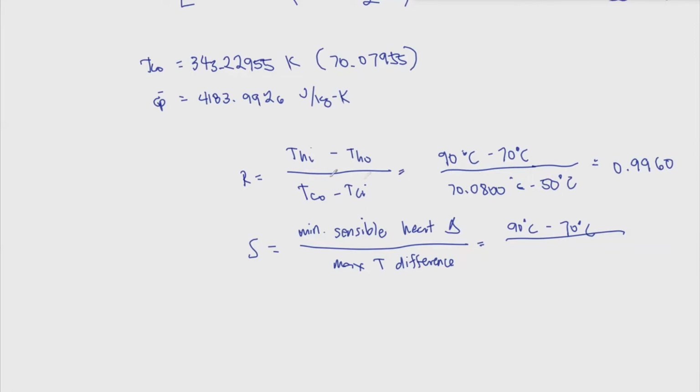It is to be expected that it should occur at the lower profile of the temperatures. But since we solved it, and the temperature increased at the lowest temperature that this profile can get, then we stick with the rule. So that's 90 degrees Celsius minus 70, and for the max T difference, basically the maximum temperature difference is the inlet temperature of the hot fluid and the inlet temperature of the colder fluid. So that's 90 minus 50. This gives us a value of the effectiveness, which is 0.5.